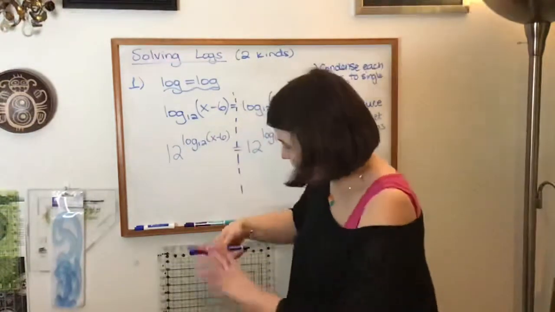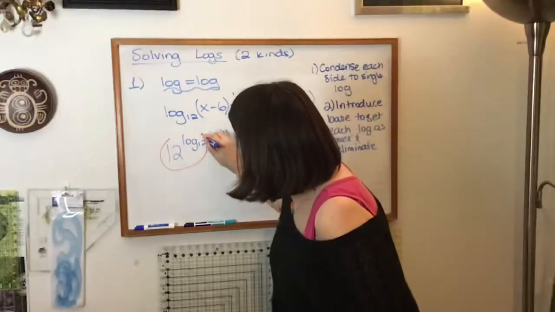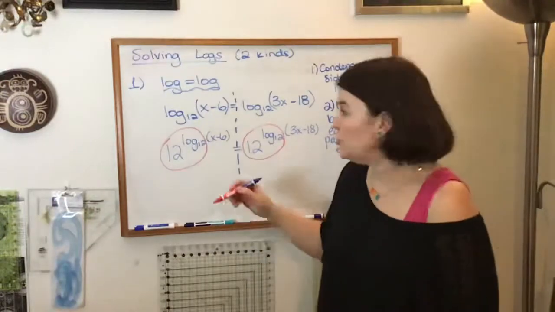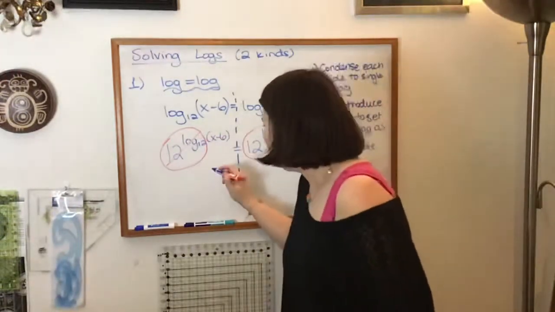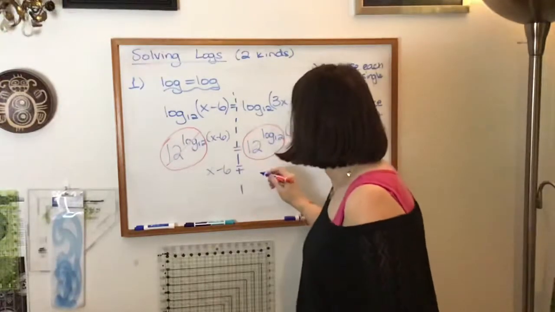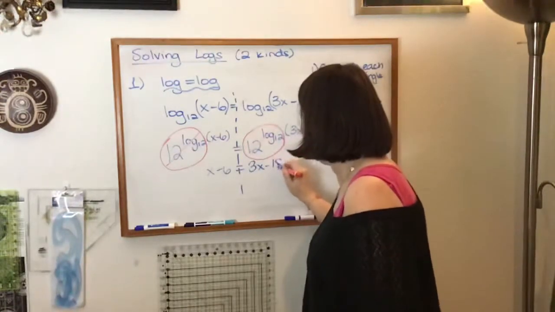So what happens is, because this is 12 to the log base 12 power, and because this is 12 to the log base 12 power, this reduces to 1. I'm left with x minus 6. On this side, it reduces to 1, and I'm left with 3x minus 18.